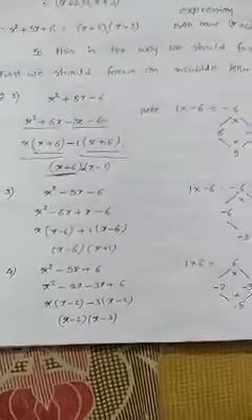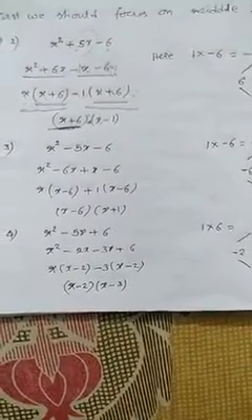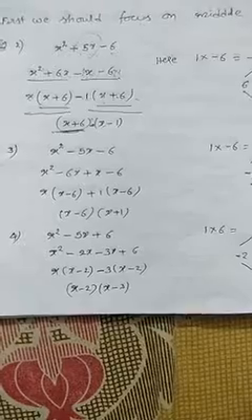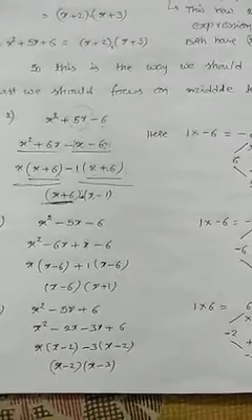Now let us go through one more example. x square minus 5x minus 6. See, the numbers are not changed, only plus and minus are changed. But the final answers are changed. In the previous sum, the answer is x plus 2 into x plus 3. Now the answer is x plus 6 into x minus 1.